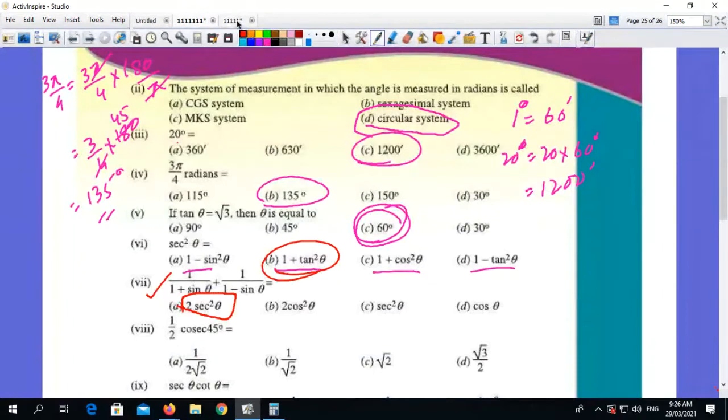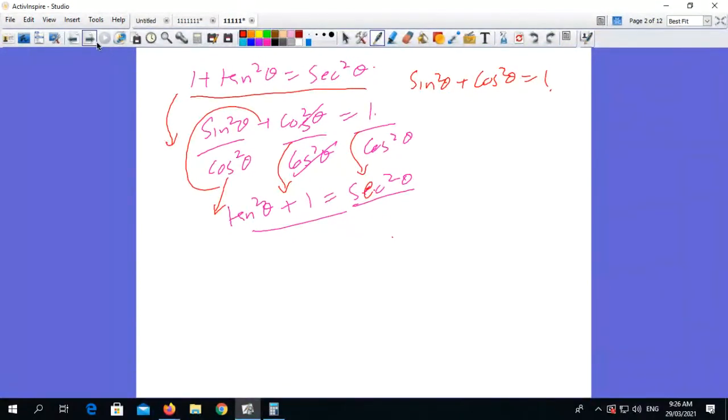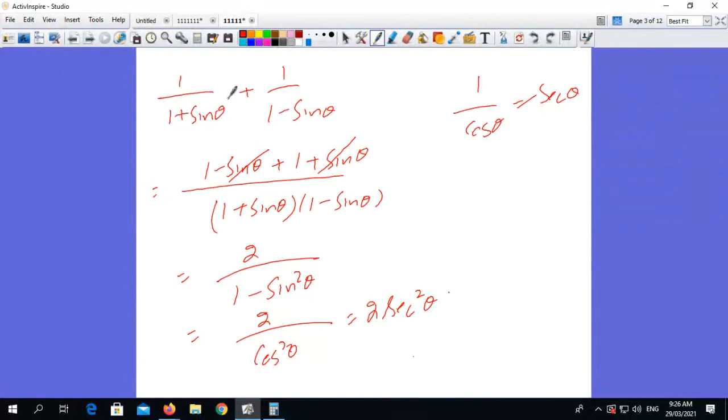How? Look at the board or your screen. We first take LCM: 1 plus sine theta into 1 minus sine theta, and in the numerator we have 1 minus sine theta plus 1 plus sine theta. Sine theta cancels with sine theta and 1 plus 1 becomes 2, and we know that 1 minus sine square theta is equal to cos square theta, and 2 by cos square theta is equal to 2 secant square theta, because 1 by cos theta is equal to secant theta. Clear? Yes, sir. Okay, good.